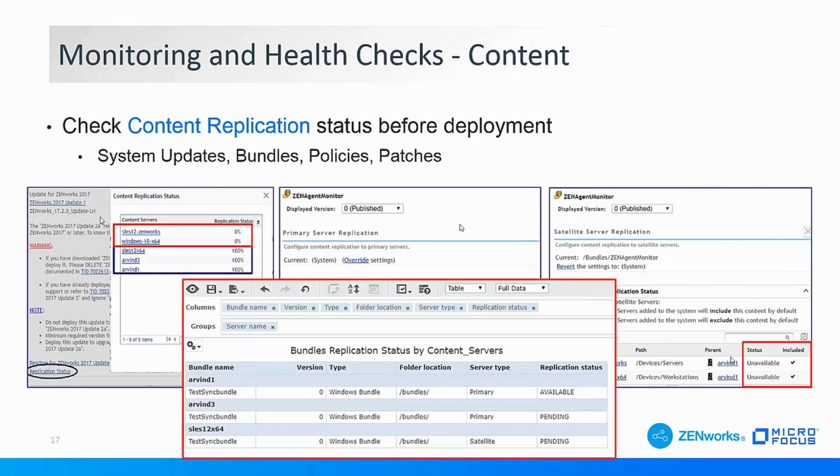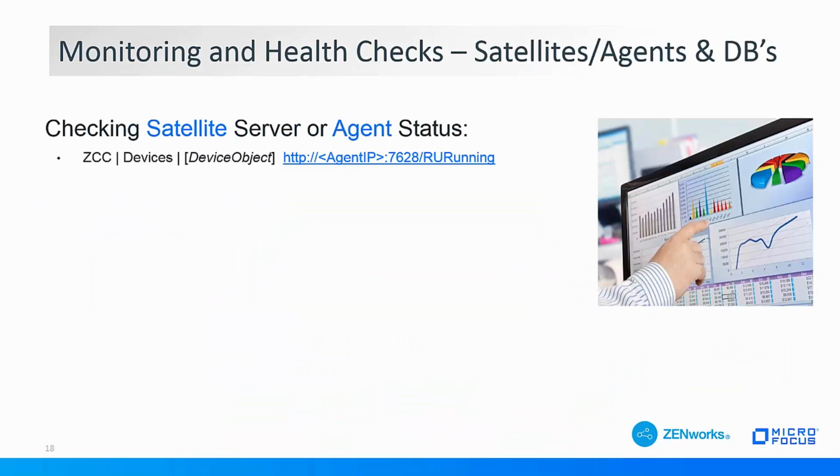When it comes to monitoring and health checks on your device for satellite server, agents, and database, some of the key areas are: as an admin in the ZCC, how can I check if my device is running the agent service? You can just go to the device in the browser and type this URL and provide the agent IP address here. Because the agent is always listening on port 7628 with an "are you running" service, you can open it in a browser and check if the agent is responding.